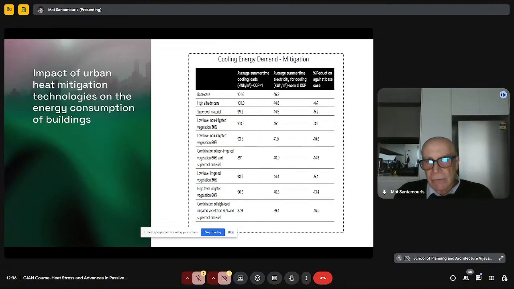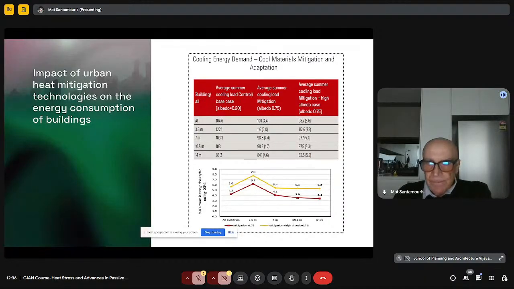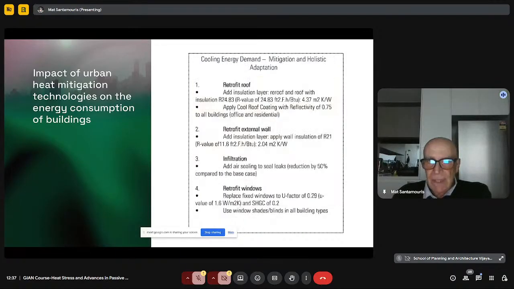Because by decreasing the energy consumption at the city scale by using technologies which decrease the temperature at the city and not at the building, this is very important. But at the same time, we really wanted to calculate what will happen once we combine these mitigation technologies at the city scale with specific measures trying to improve the quality of the buildings.